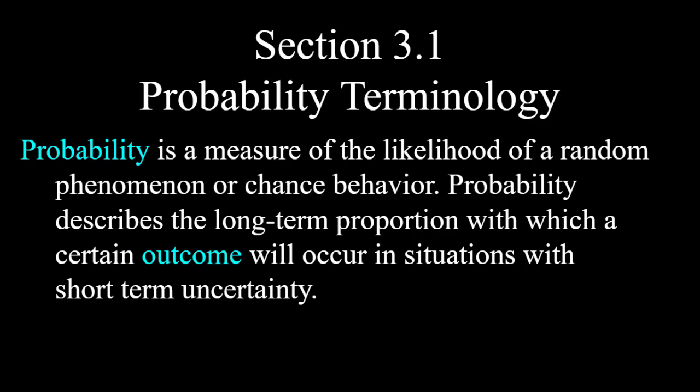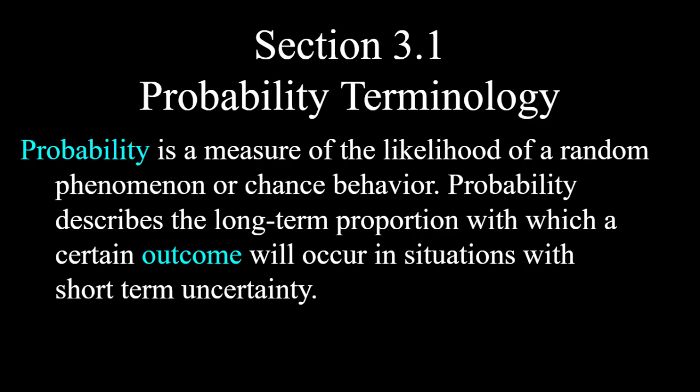As we begin Unit 2, we are moving on to Section 3.1. This is some terminology about probability. We know we had a lot of terminology in the first unit, but we'll have a little bit more as we go along. Probability is a measure of the likelihood of a random phenomenon or chance behavior.